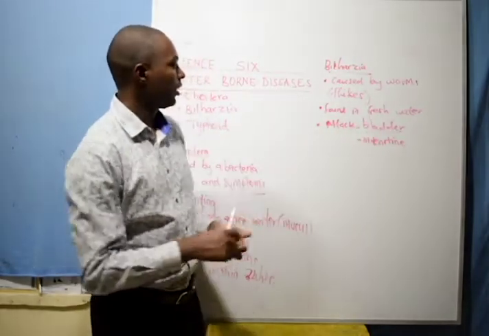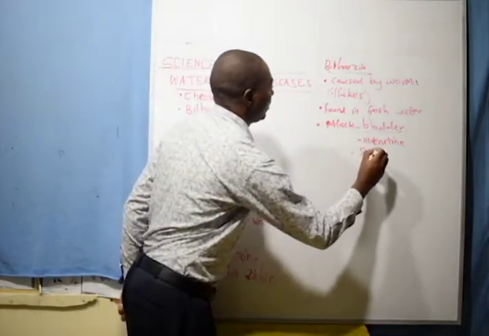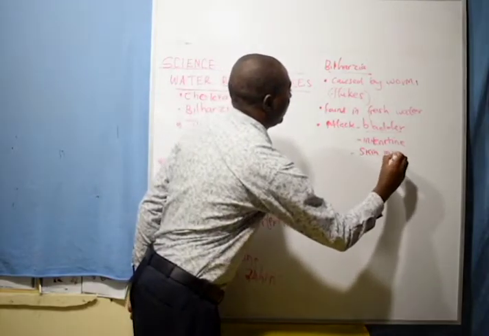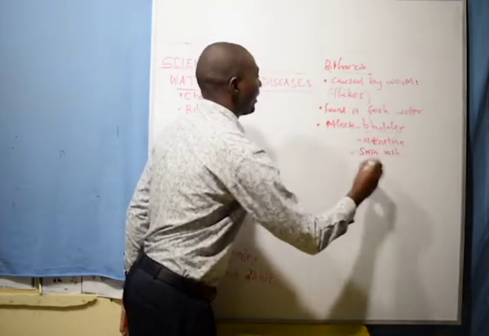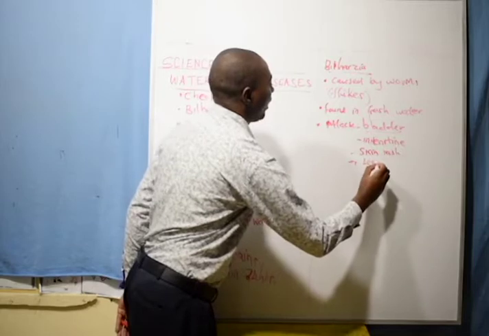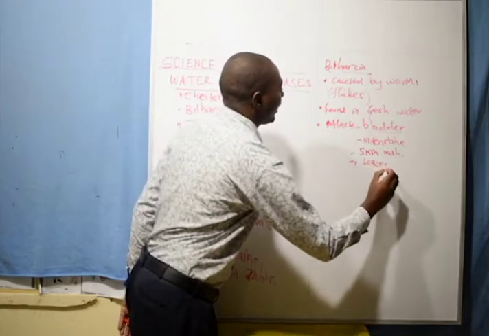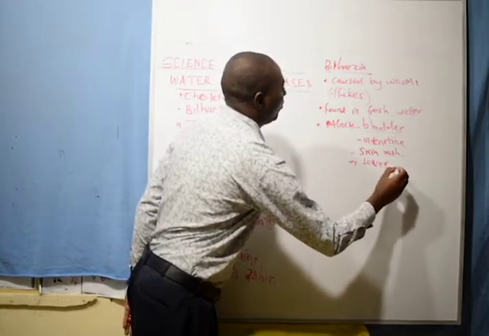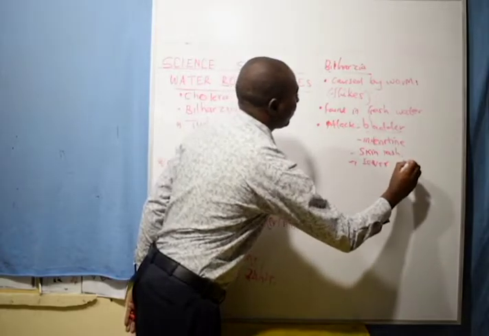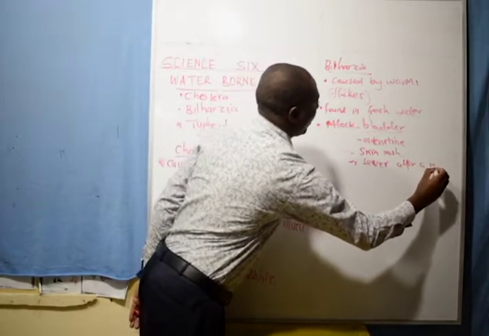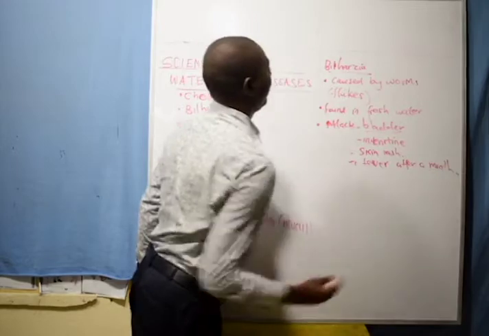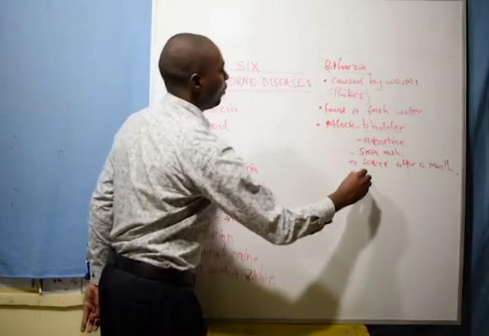They also cause a skin rash. If the worms are many, they also cause fever, but not immediately. After the infection, you develop fever after 1 month, that is 4 weeks. After a month, they also cause abdominal pains.